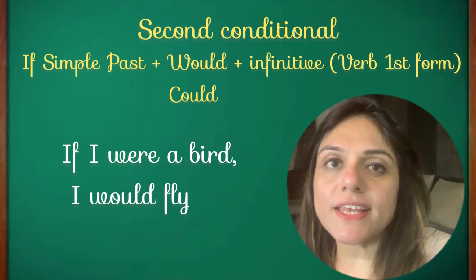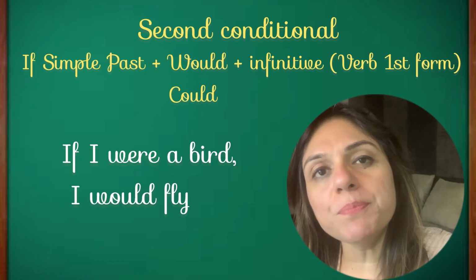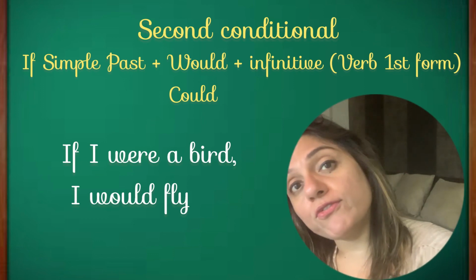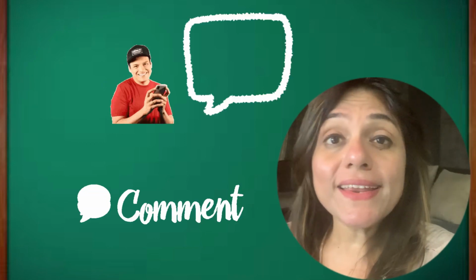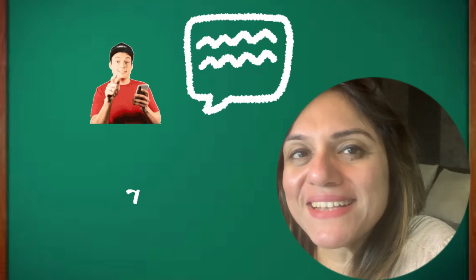Grammar structure is if clause, simple past, main clause, would, could plus V1. If I were a bird, I would fly. Quickly write a sentence of imaginary condition in the comment box. Let us see what you imagine.